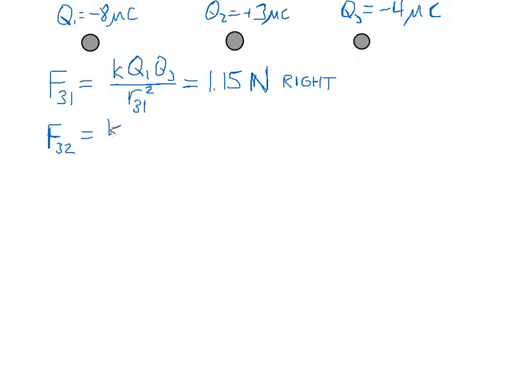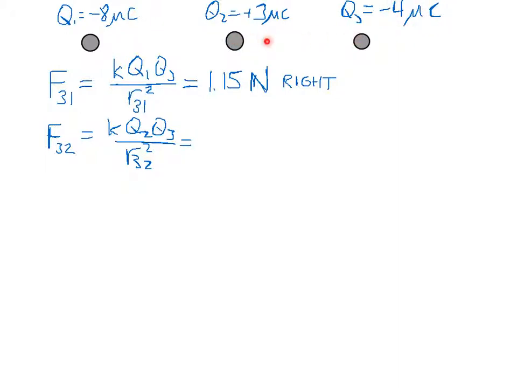The other one is going to be the force on charge 3 due to charge 2, which is K times the two charges this time, Q2 and Q3, divided by R32 squared. So the K is 9 times 10 to the 9th. The Q2 and Q3 are 3 times 10 to the negative 6 and 4 times 10 to the negative 6.